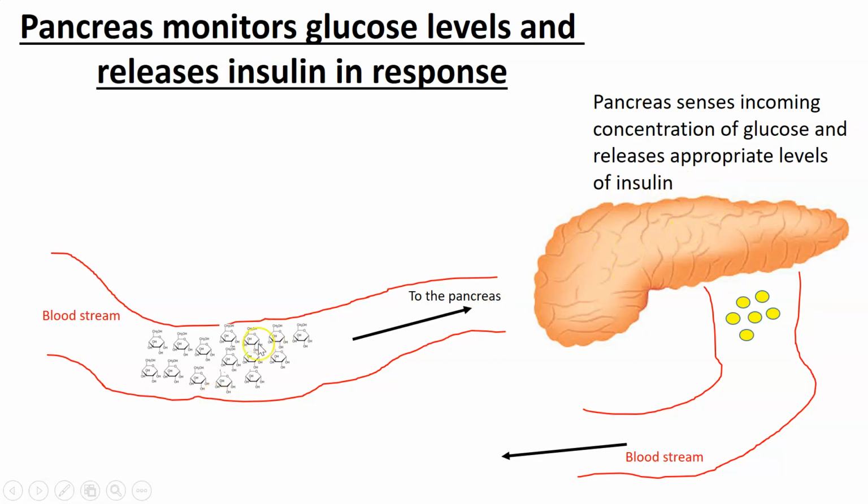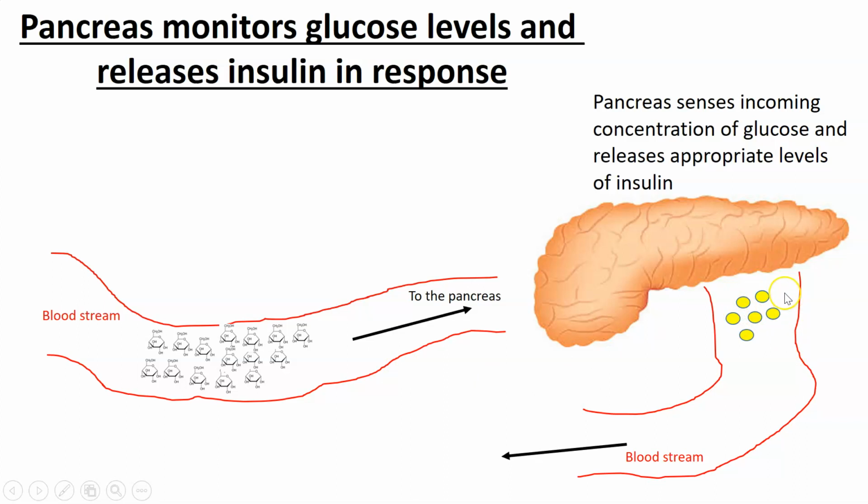So in response to the increasing amounts of glucose coming in, it starts to put into action a method to reduce the amount of glucose in the bloodstream and remove it from the bloodstream into cells. Now, in order for that to happen, your pancreas will release insulin molecules. These yellow circles are representations of insulin molecules.